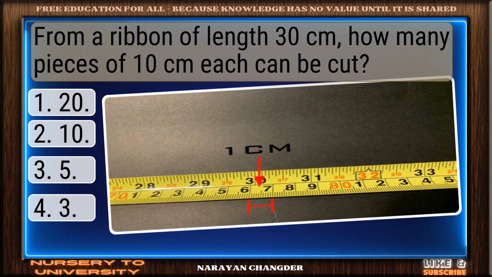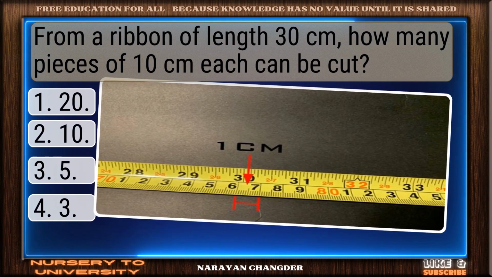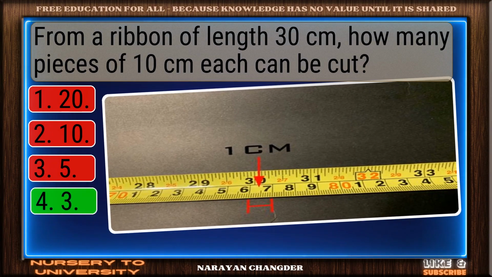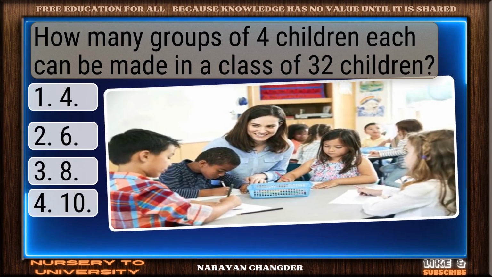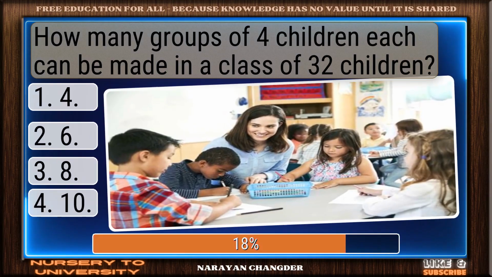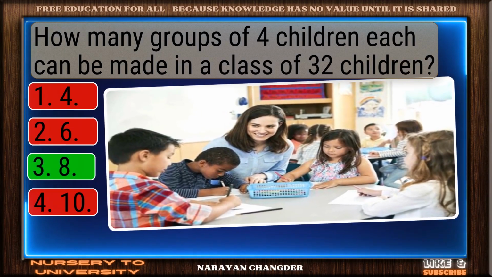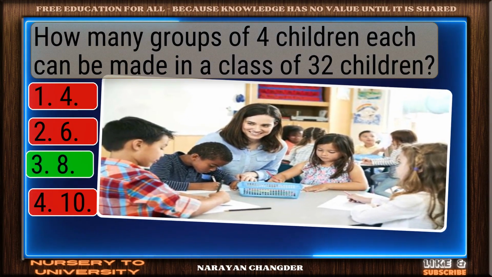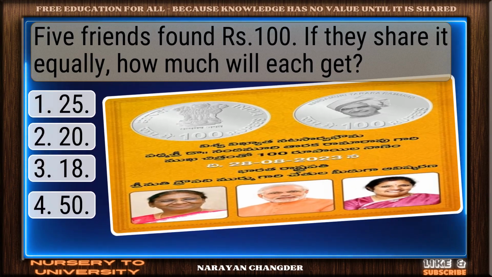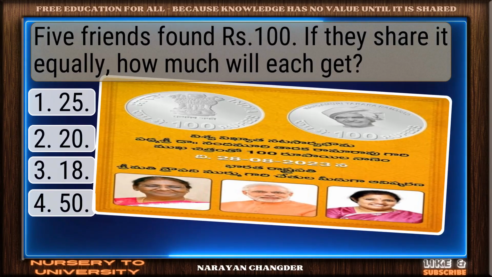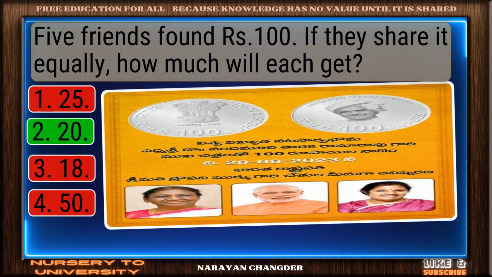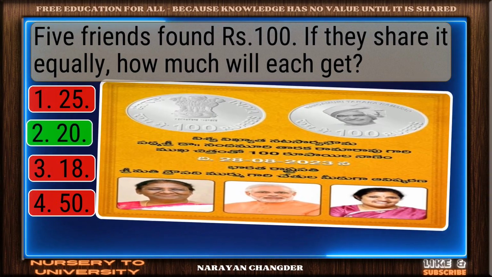From a ribbon of length 30 cm, how many pieces of 10 cm each can be cut? Nicely done. 3 is a solid answer. How many groups of 4 children each can be made in a class of 32 children? Clear logic. Your choice 8 is sound and 100% true. 5 friends found Rs 100. If they share it equally, how much will each get? Correct response. 20 is the most accurate answer.